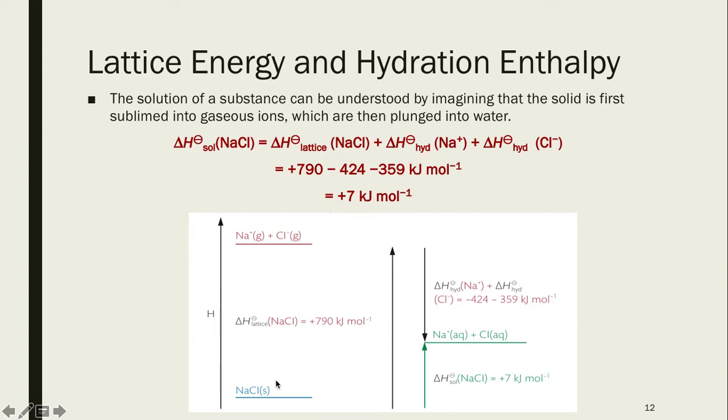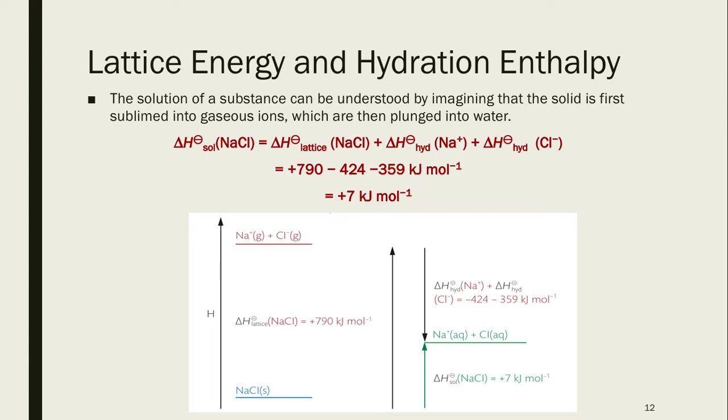Okay? Well, if we were to take the solid sodium chloride and just put it in water, it would turn into those aqueous ions. So this is our enthalpy of solution in the bottom right. This is the unknown that we need to solve for. So we take the lattice enthalpy, which is 790. We add it to our enthalpy of hydration for our cation, which is negative 424, and add it to our enthalpy of hydration for our anion, which is negative 359, which we see here. 790 minus 424 minus 359.